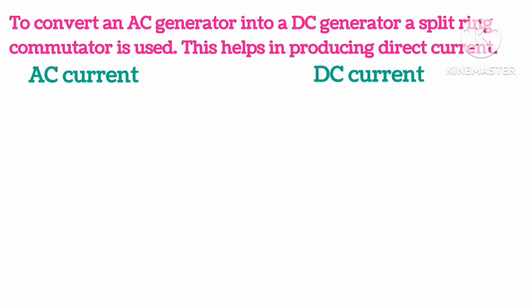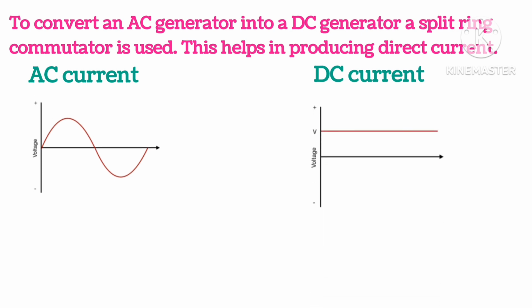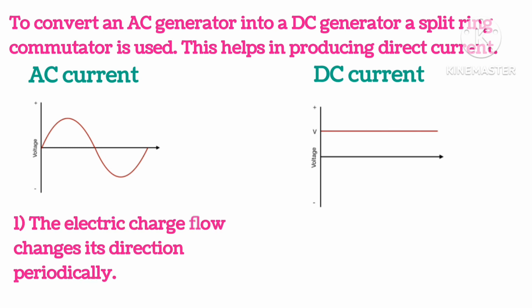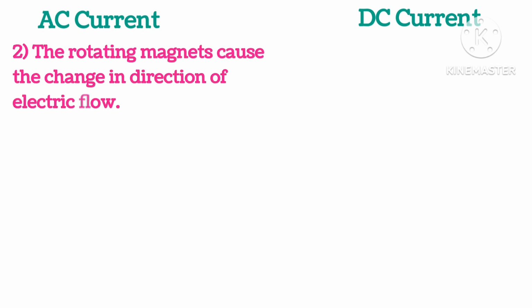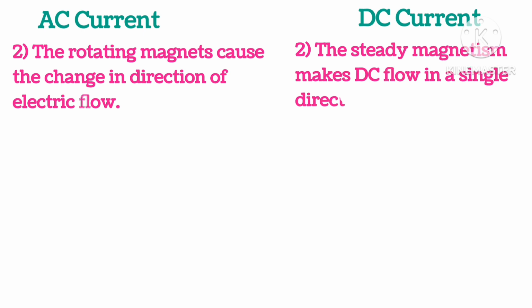Difference between AC and DC current. As you can see in this diagram, in AC current, the electric charge flow changes its direction periodically, and in DC current, the current does not change periodically. In AC current, the rotating magnets cause the change in direction of electric flow, whereas the steady magnetism makes the DC flow in a single direction.